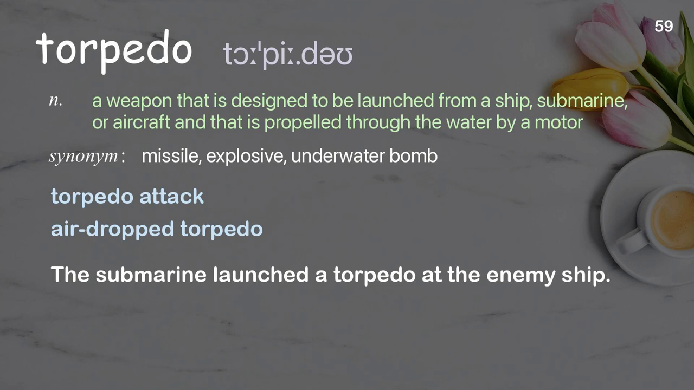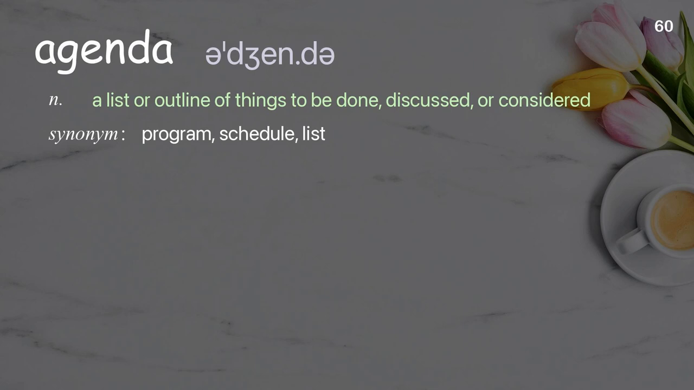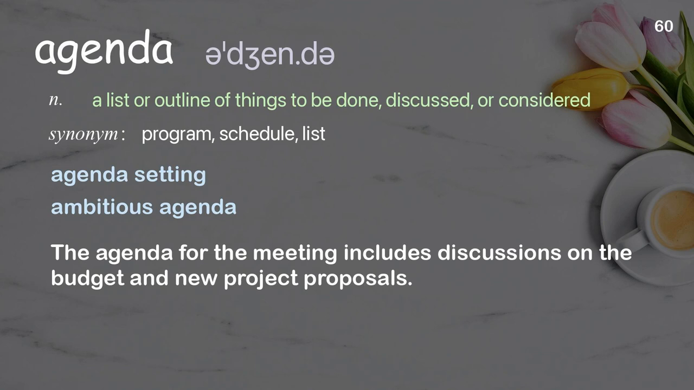Agenda: a list or outline of things to be done, discussed, or considered. Examples: agenda setting, ambitious agenda. The agenda for the meeting includes discussions on the budget and new project proposals.